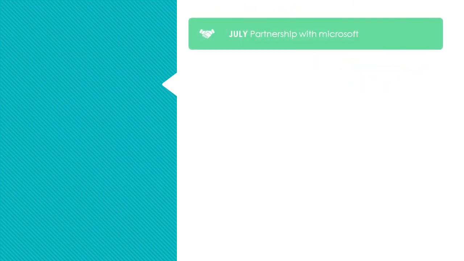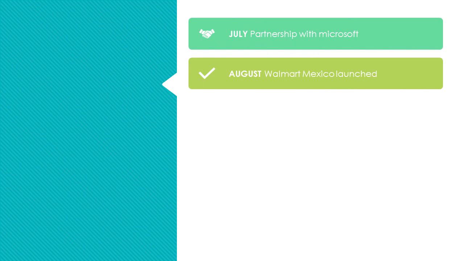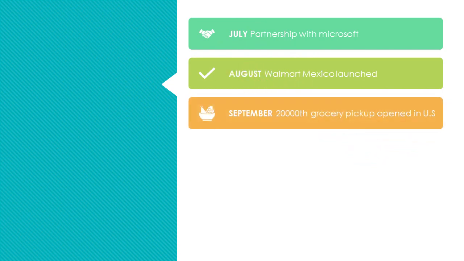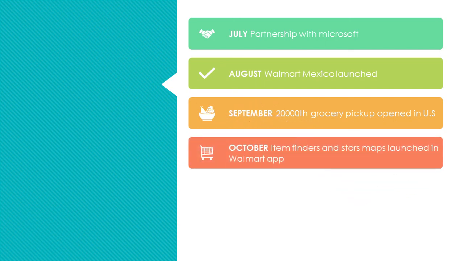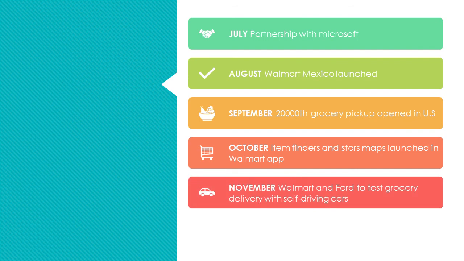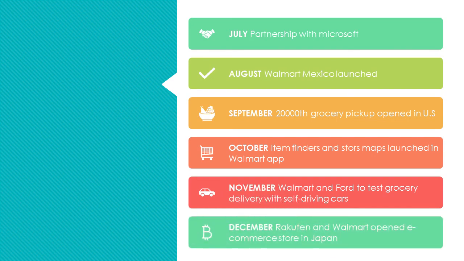In the second part of the year, in July, the partnership with Microsoft was created. In August, Walmart Mexico launched. In September, 20,000 grocery pickups opened in the US. For the month of October, Item Finder and Stores Map launched in the Walmart app. For the month of November, Walmart and Ford tested grocery delivery with self-driving cars. And lastly, in December, Rakuten and Walmart opened the e-commerce store.